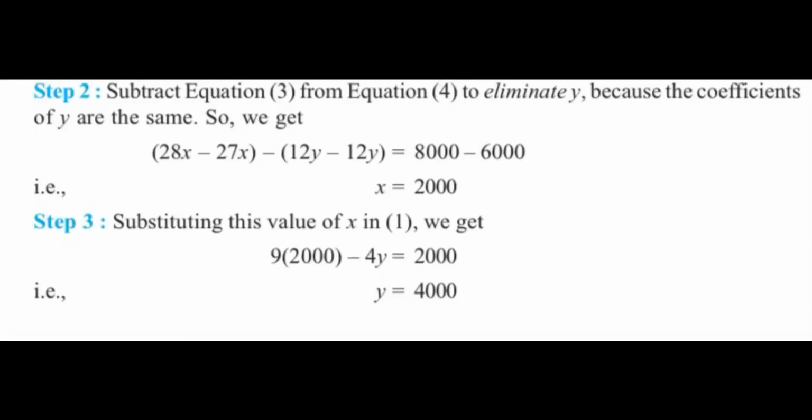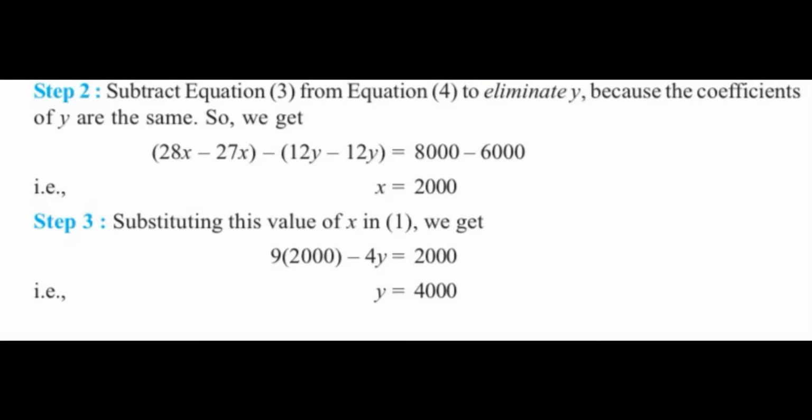Now we will subtract equation 3 from equation 4. So we will get 28x minus 27x minus 12y minus 12y is equal to 8000 minus 6000. That is x is equal to 2000. Now substituting the value of x in equation number 1, we will get 9 into 2000 minus 4y is equal to 2000. And on solving we will get y is equal to 4000.